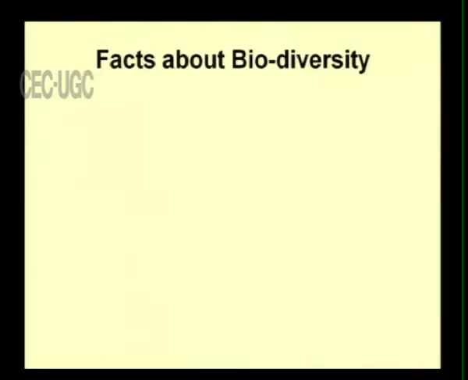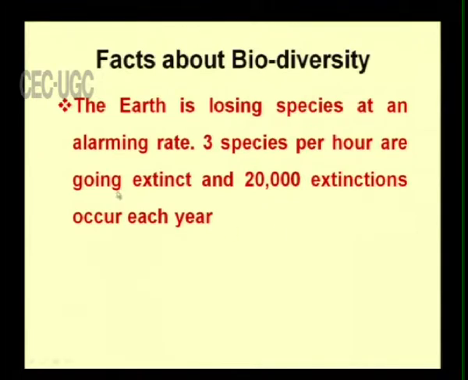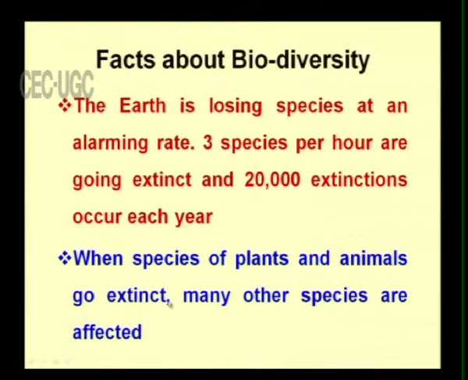And some facts about biodiversity: the earth is losing species at an alarming rate. 3 species per hour are going extinct, and 20,000 extinctions occur each year. It is really alarming, because that means in every hour we are losing 3 species, and each year we are losing 20,000 species. When species, plants and animals go extinct, many other species are affected, because in the ecosystem all the animals and plants are interrelated. When one species goes extinct, it affects the other components of the ecosystem also.